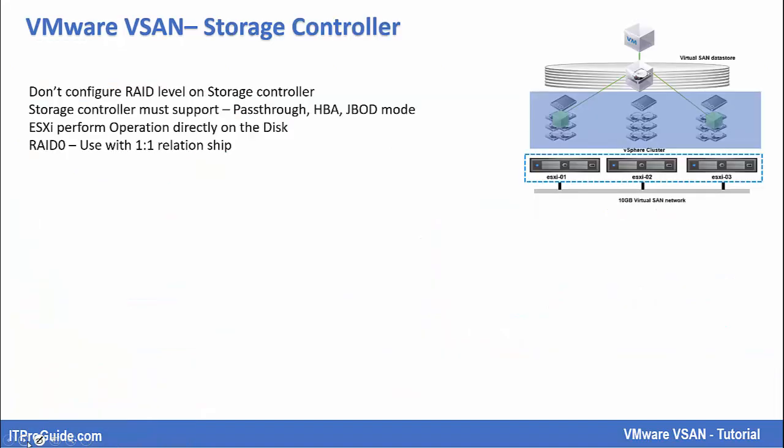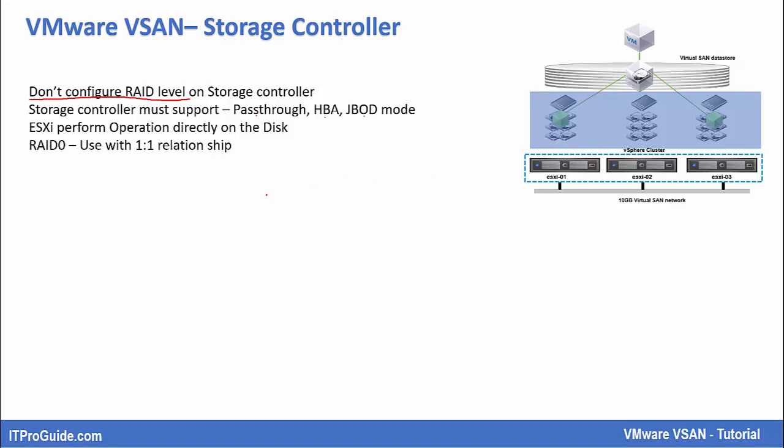So let us start with the storage controller. The very important thing to keep in mind when you start with VMware vSAN is that you don't need to configure any RAID level on the storage controller or RAID controller. When you plan to buy servers for vSAN, you should make sure that the storage controllers support pass-through, HBA, or JBOD mode, because ESXi performs operations directly on the disk. So the disk should be available as it is to the ESXi servers.